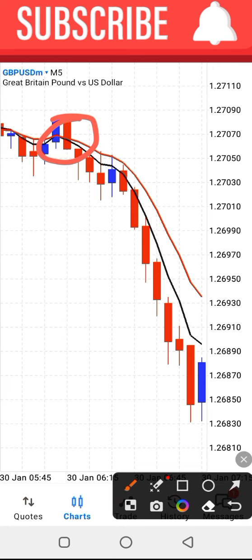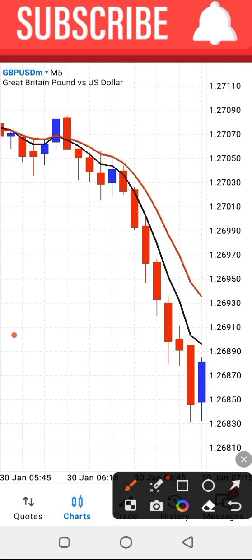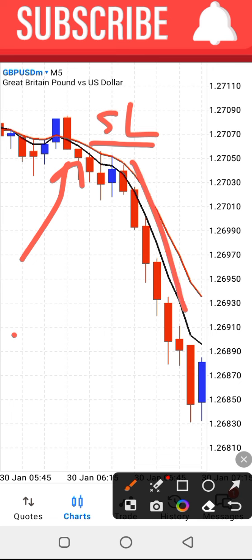You can see this candle that caused the crossover is small. This one would have given you very small risk and big reward. Look at this candle that caused a crossover. That small candle, I would have placed my stop loss just above it, and you can see the kind of profits I would have made on this particular trade.